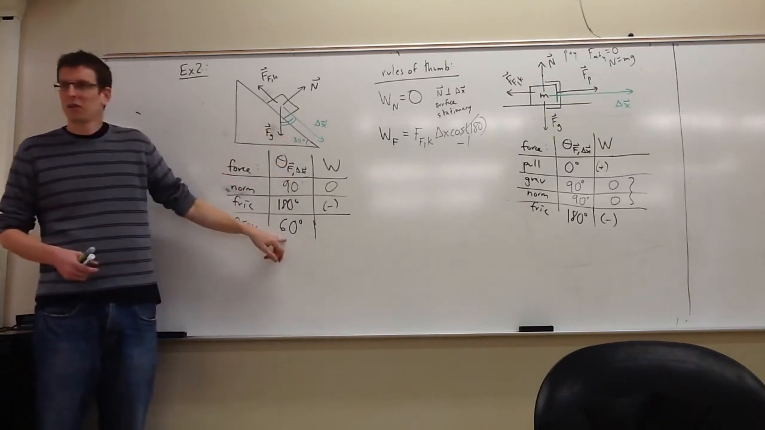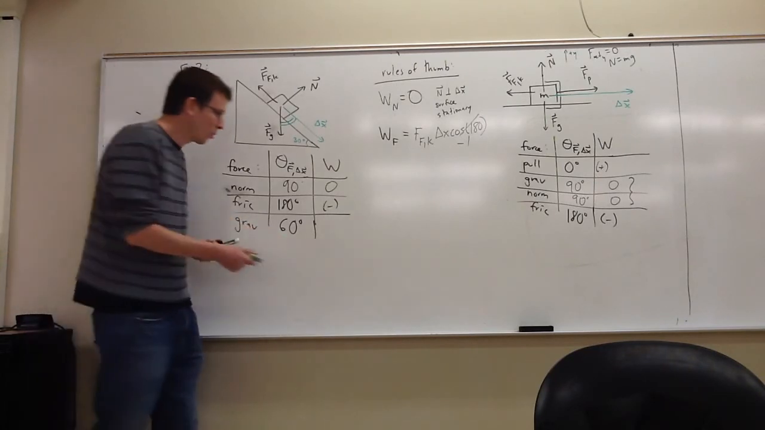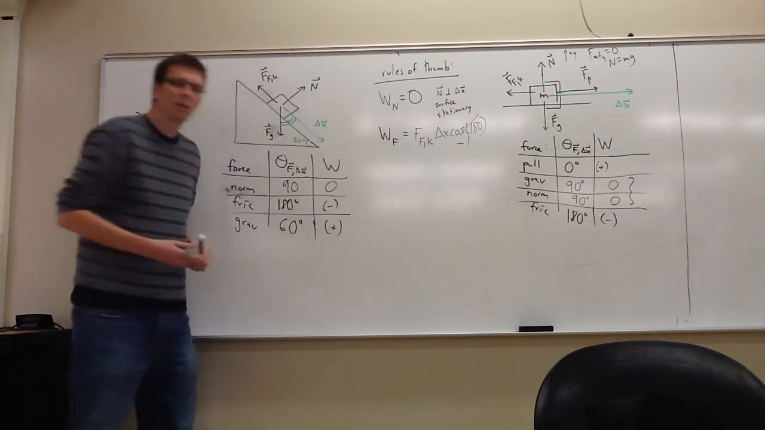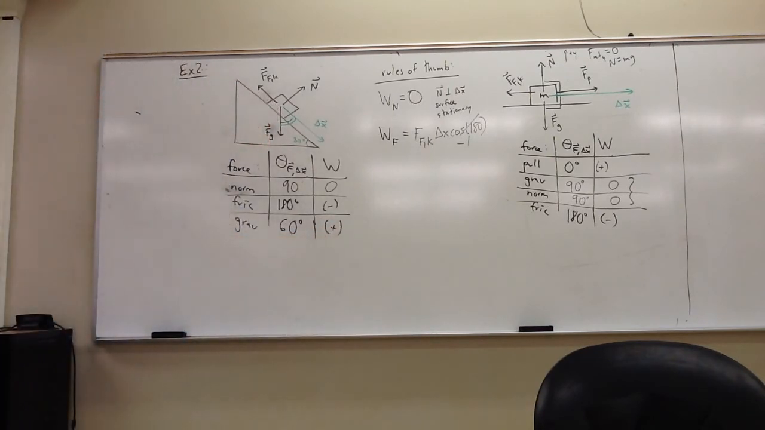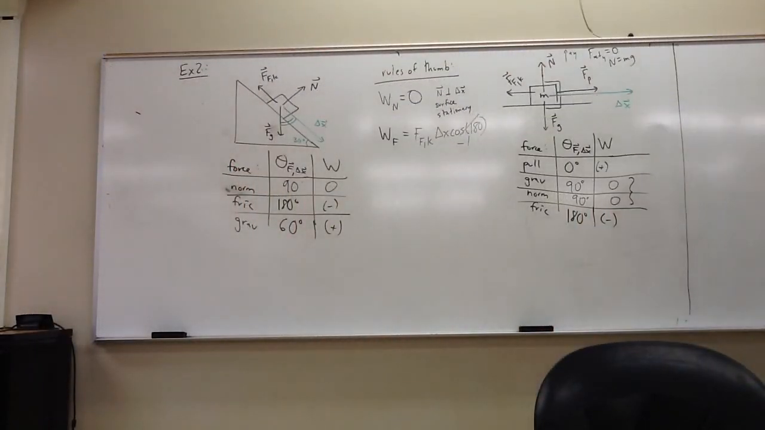So, is this work going to be plus or minus? Plus. It's still more with you than against you. It's under 90 degrees. So, in this problem, gravity is going to add the energy, and friction is going to, once again, be the taxman and take some of it away. Okay?